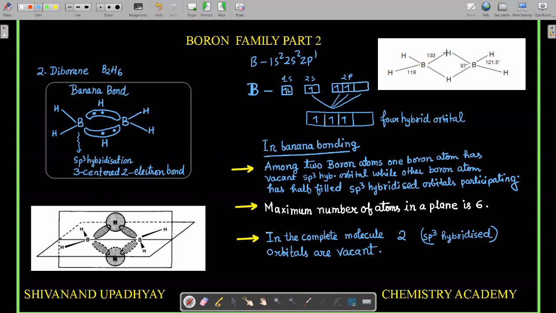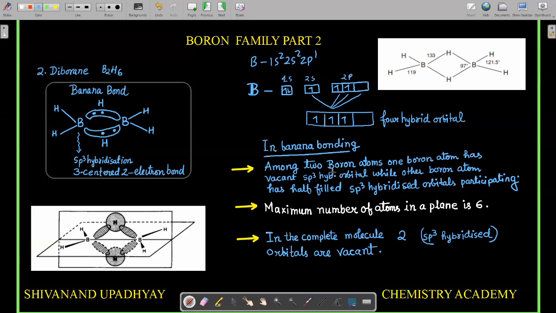So this bridge bond length is bigger than the terminal bond length, right? This is 119 and this is 133, I think in picometers this value is given. Among these 2 bond angles, this angle is more and this angle is less. So this is the data we should remember if we are able to, because this bond length will be more and this bond length is smaller with respect to that, and this angle is less and this angle will be more. So this is about diborane.